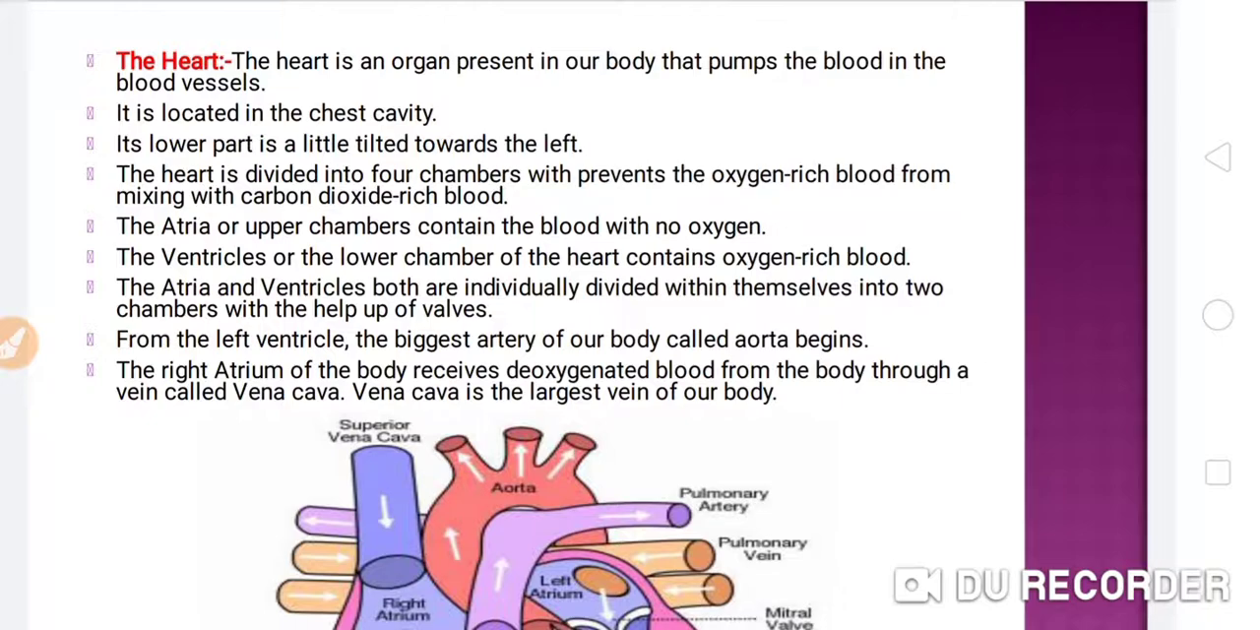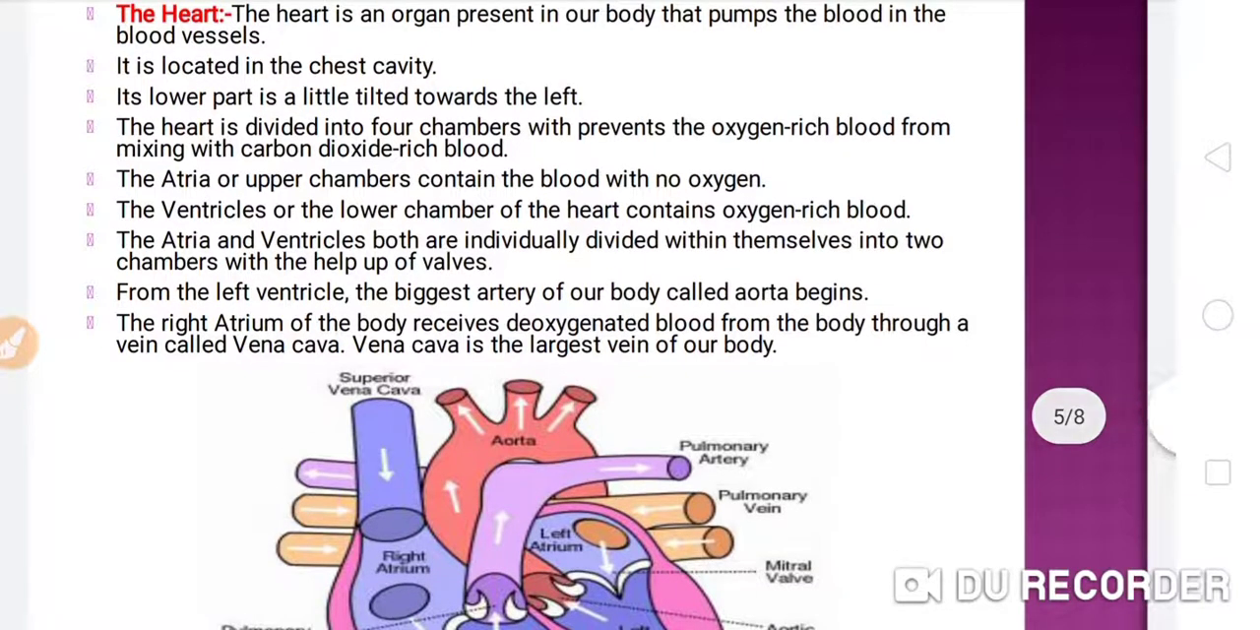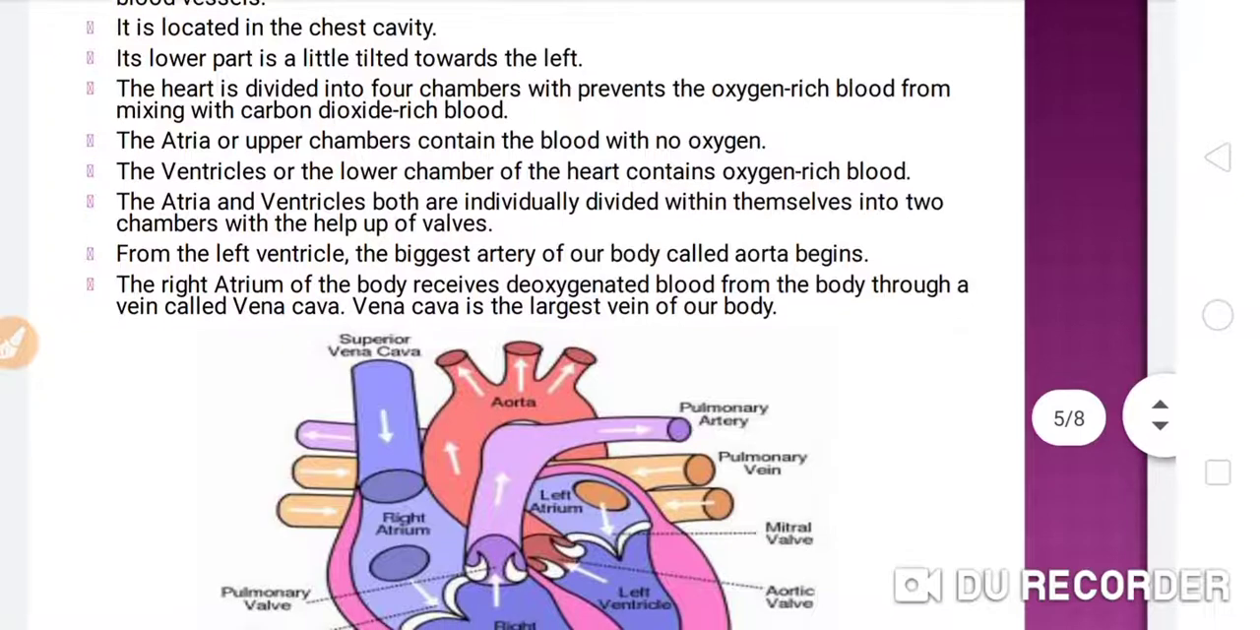What is the reason behind the four chambered heart? It prevents the oxygen rich blood from mixing with carbon dioxide rich blood. Next, the atria or upper chambers contain the blood with no oxygen, and the ventricles or the lower chambers of the heart contain oxygen rich blood. The atria and ventricles are both individually divided within themselves into two chambers with the help of walls.